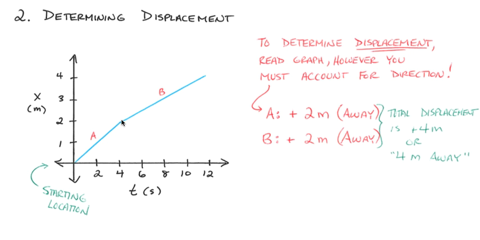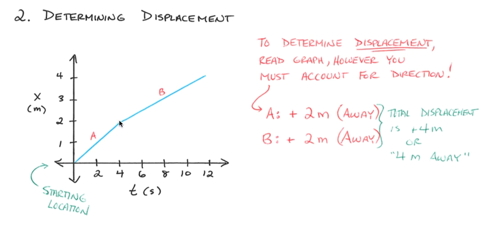In both cases, the object is moving away, but it's moving away at slightly different rates or slightly different speeds, so to say. If I look at leg A, it took 4 seconds to go 2 meters. So it's going away, I'm going to call it positive 2 meters. So for leg A, it went positive 2 meters, which is the same as saying 2 meters away from where it started. There's that directional component.